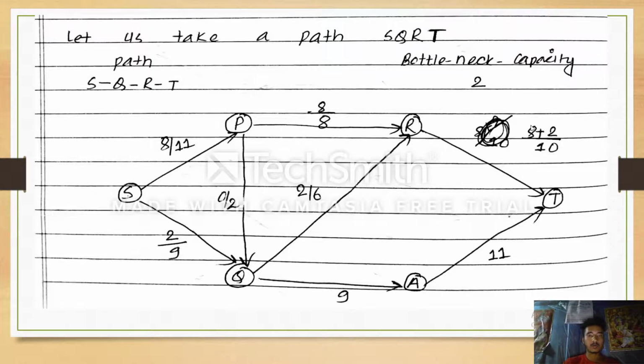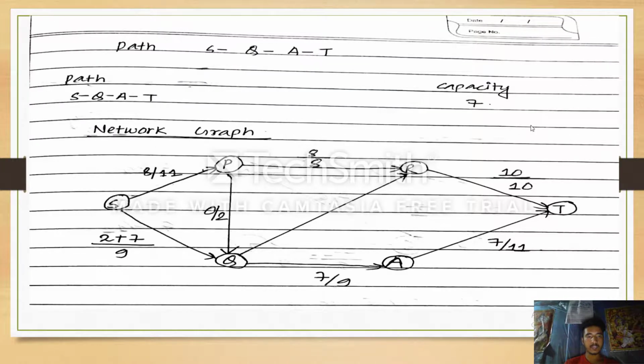So now the network flow will look like this. SQ is equal to 2 upon 9, PQ is equal to 0 upon 2, and QR is equal to 2 upon 6, and RT is equal to 8 plus 2, 10 by 10. Now let me take you through another path, SQAT.